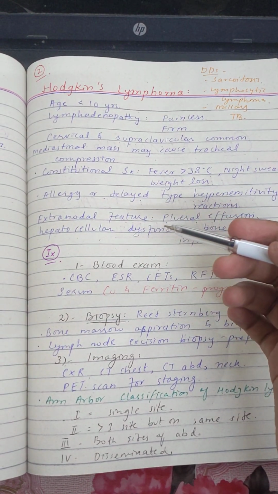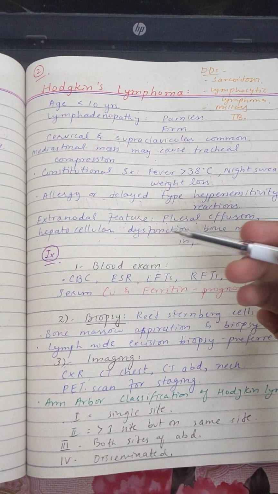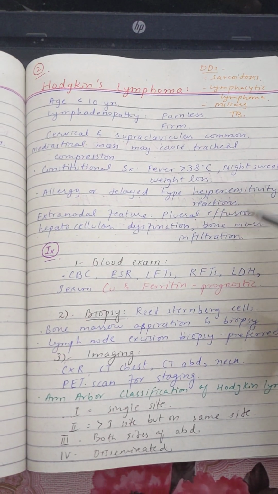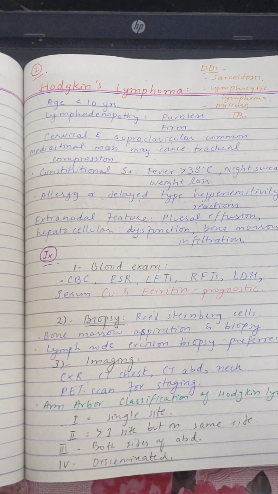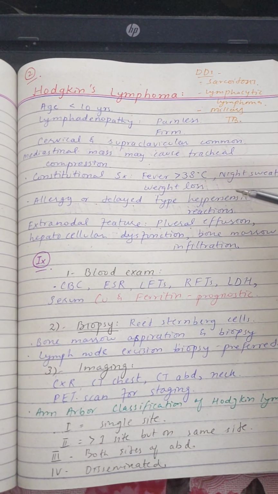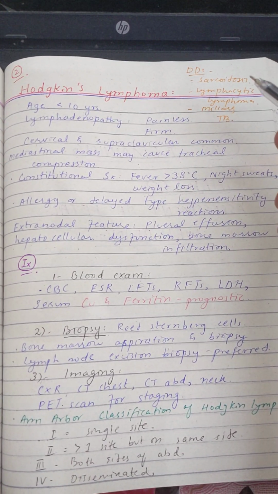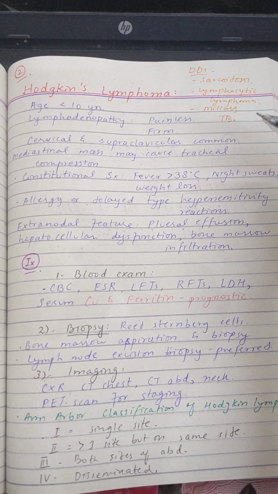And the extranodal features include pleural effusion, hepatocellular dysfunction, bone marrow infiltration. So these are the presenting complaints of a child with Hodgkin lymphoma. Now, what are the differential diagnoses of Hodgkin lymphoma? This includes sarcoidosis, lymphocytic lymphoma, and miliary TB.